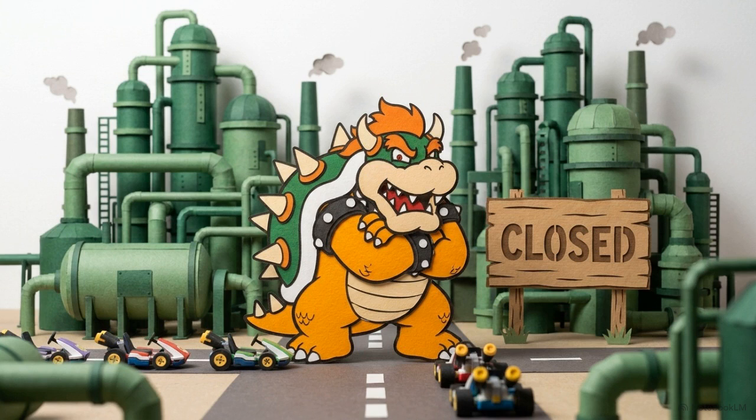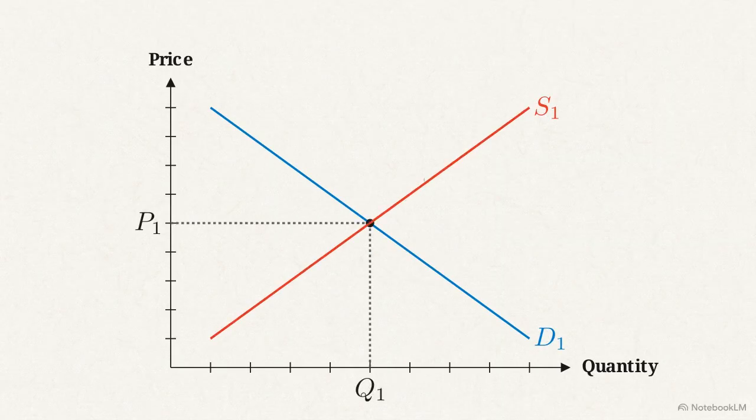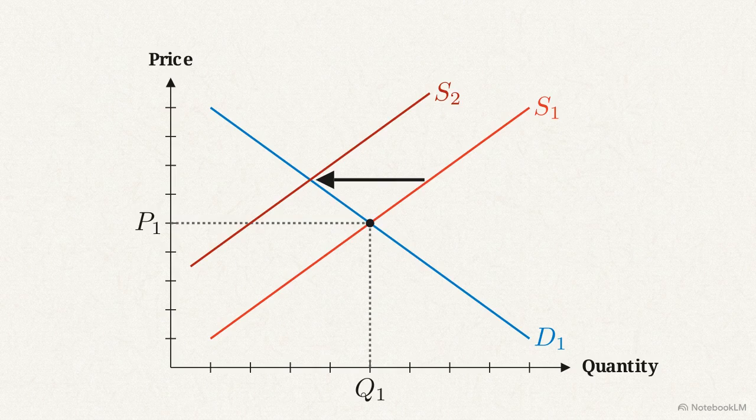Bowser blockades the central refinery, restricting the availability of cart fuel. Rely strictly on the horizontal axis. To show a supply decrease, shift the line horizontally left. Left means less. This creates a mechanical failure. At the original price, drivers want fuel, but sellers have nothing. This horizontal gap is a shortage.